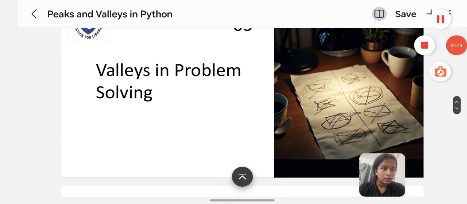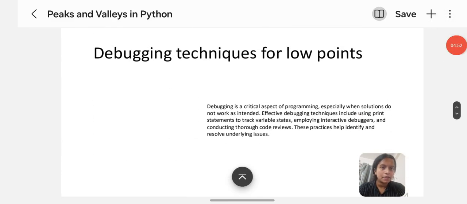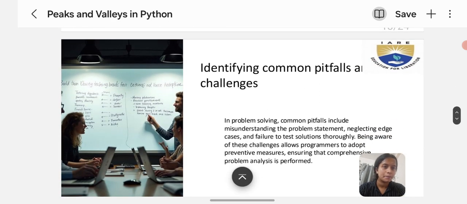Valleys in problem solving. Debugging techniques for low points. Debugging is a critical aspect of programming, especially when solutions do not work as intended. Effective debugging techniques include using print statements to track variable states, employing interactive debuggers, and conducting thorough code reviews. These practices help identify and resolve underlying issues.